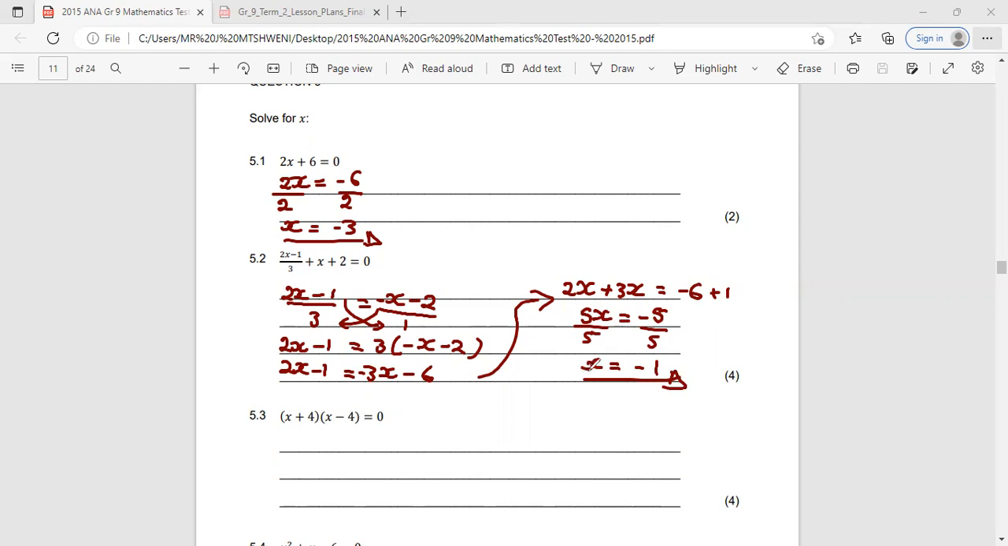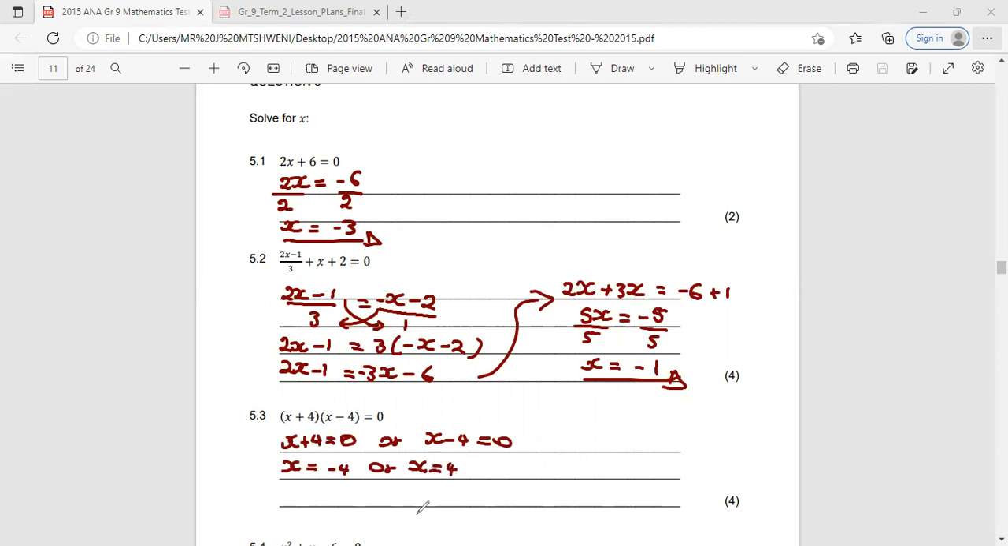There is another method that we can use, and it saves time. Now we have x plus 4, x minus 4. Since we have this one, notice the following. It equals 0. Whenever it equals 0 and you have brackets like this, it's simple. You simply say x plus 4 equals 0, or x minus 4 equals 0. Therefore, x will be equal to minus 4, or x will be equal to 4.